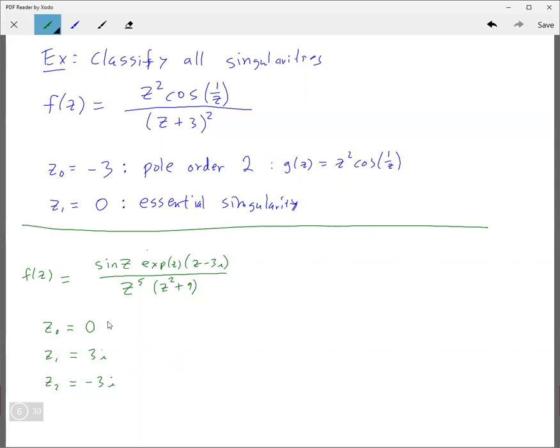Now, let's look at 0 first. What kind of singularity is that? It's a pole, right? Because you have z to the 5th. But here the question is, what's the order? This is tricky because there's a 5 right there, but it turns out that the order is only 4.